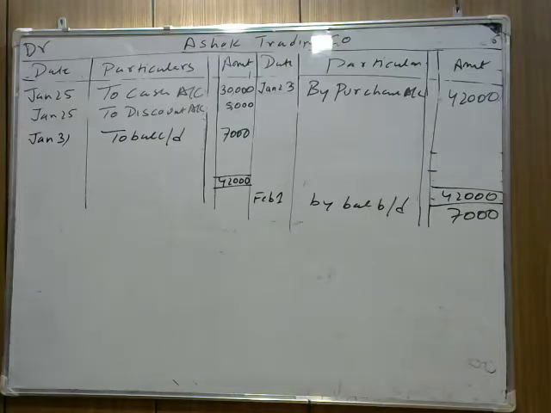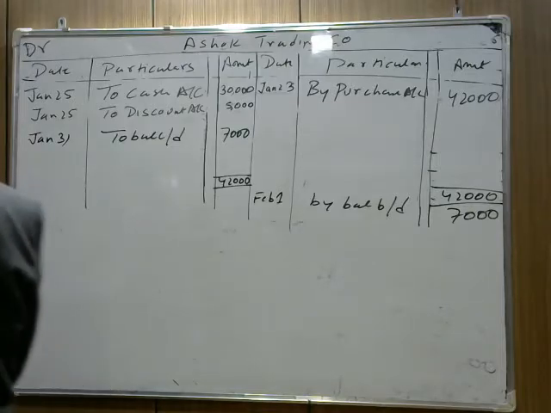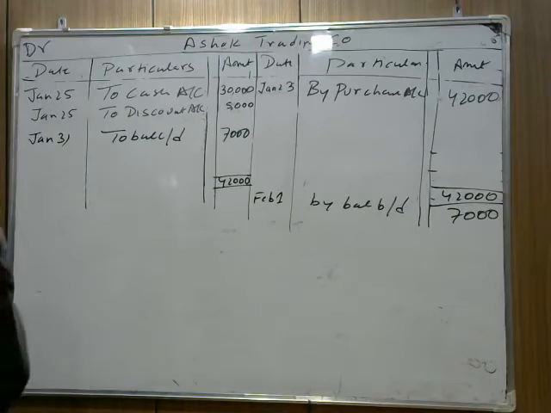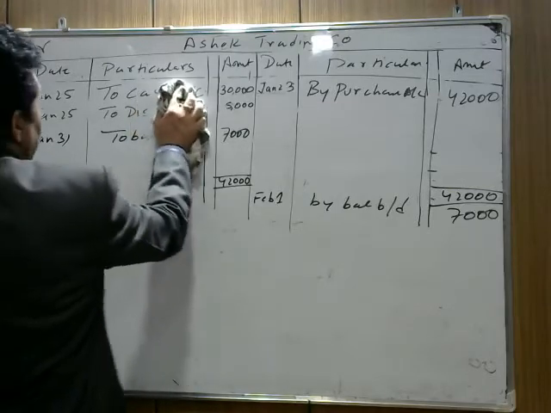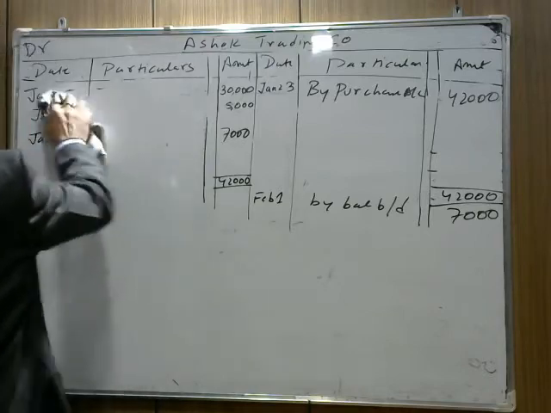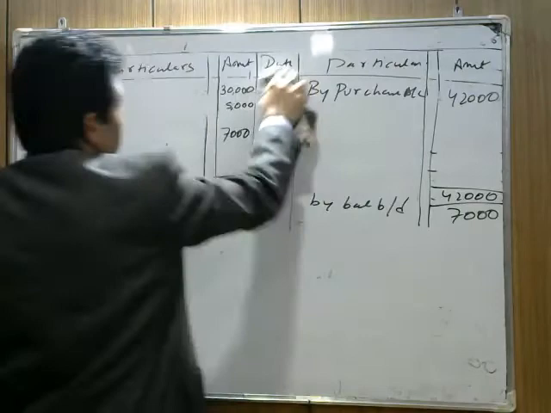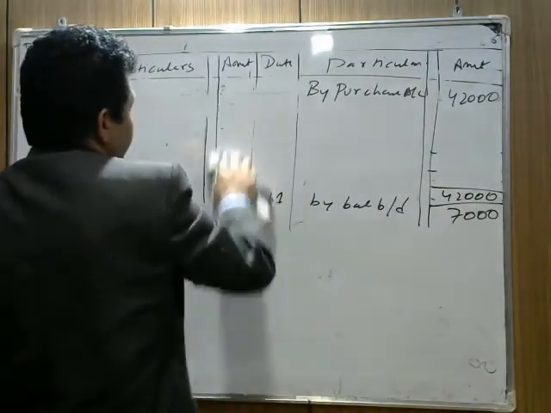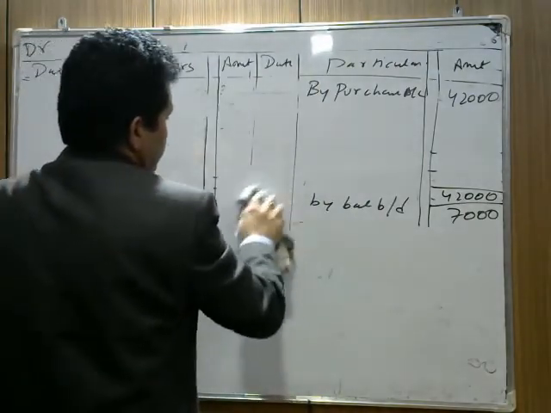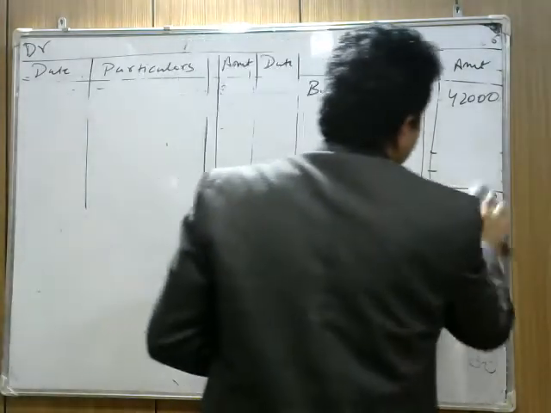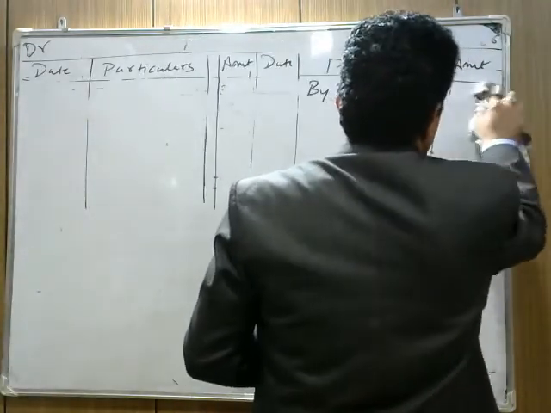Okay, next we prepare after Ashok Trading Company account. We need to prepare rent account. There are two more accounts left, rent and salaries. So we prepare now rent account. Now see where the rent word is there and where the salary word is there. First we prepare rent account and then we prepare salaries account.